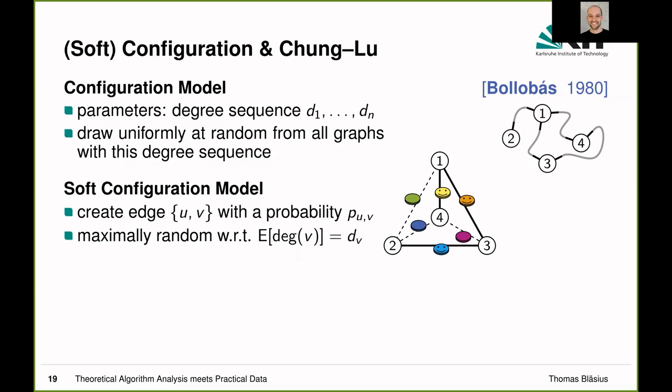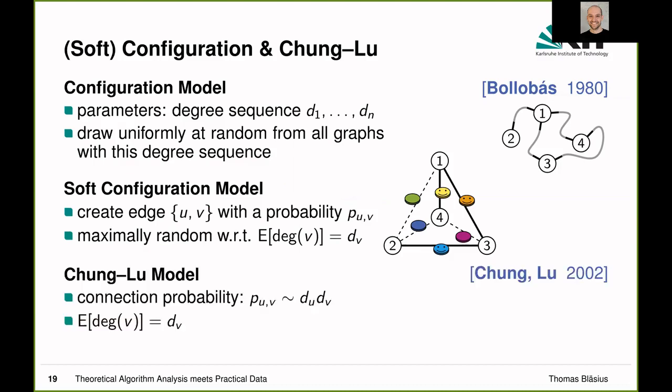So you again want vertex 1 to have degree D1, but now you don't say you want exactly degree D1, but you want expected degree D1. And when you require that, that uniquely defines the values you have to choose for PUV for every pair of vertices. So this is a well-defined model, but it's sometimes a bit hard to work with because the PUVs are somewhat indirectly defined in this way.